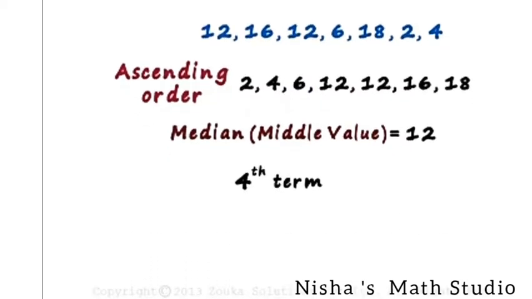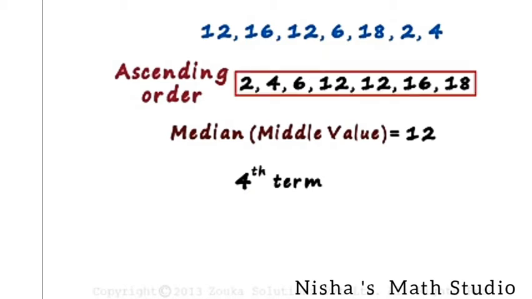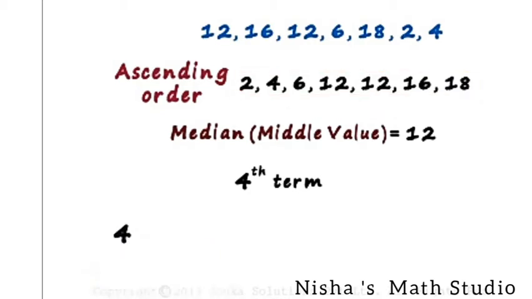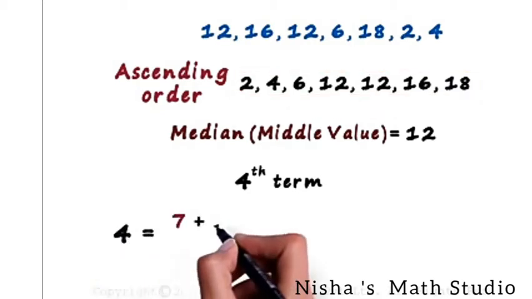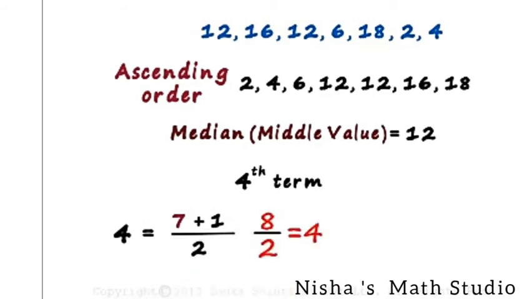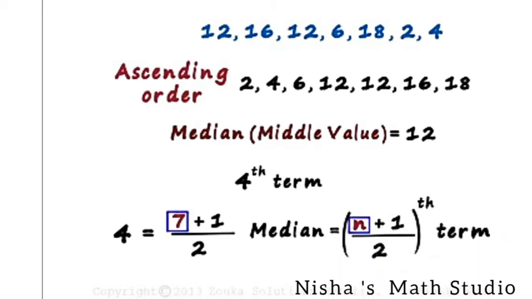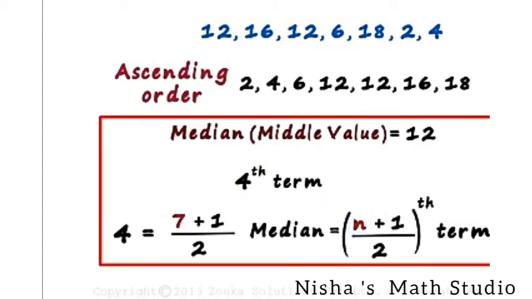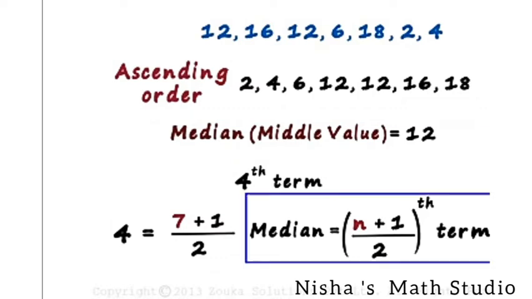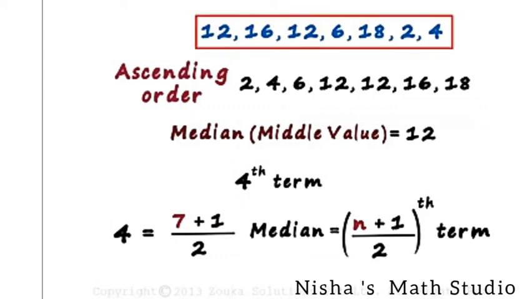How do I get this middle term? First we have to count how many datas are given. In this example there are 7 datas given. So 4 can be obtained as 7 plus 1 by 2 equal to 8 by 2 is equal to 4. That is, we get the median as n plus 1 by 2th term, where n is the number of terms given. But this is good only when the given number of data is odd, that is we have 7 here. Only if it is odd, this formula holds good.